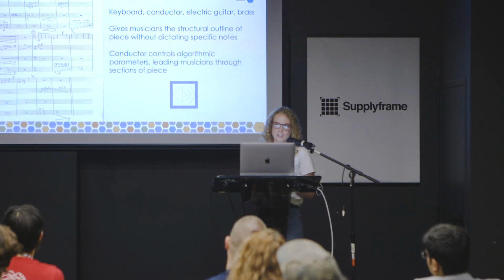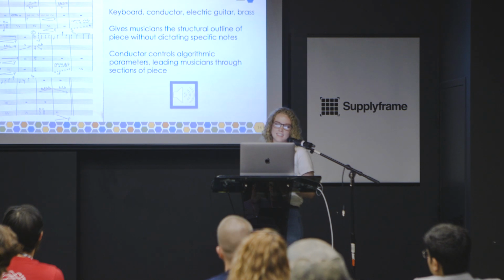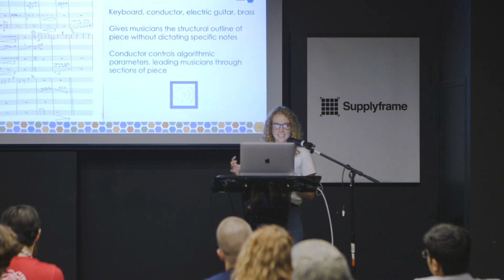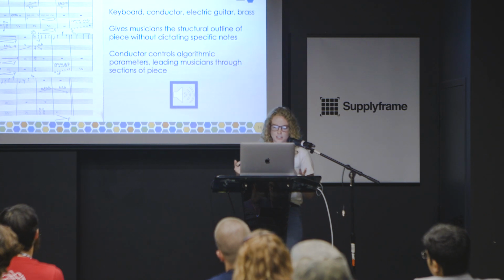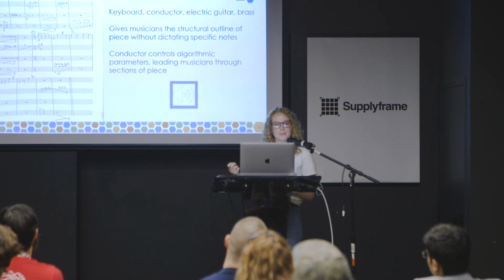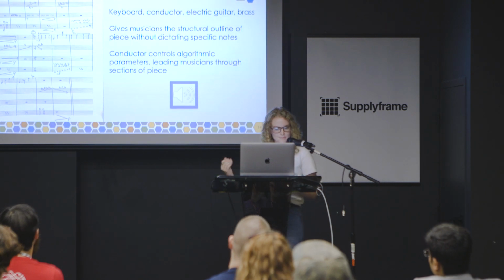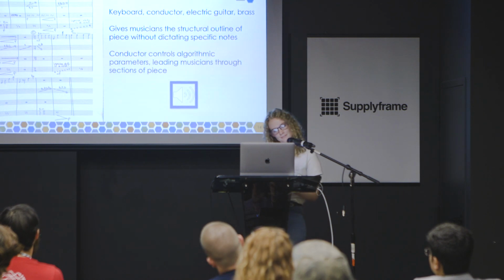There's also a guitarist that's kind of acting as a counter melody, and the drones that are just filling out the background. So it's just to give the musicians a structural outline of the piece, and they're free to improvise the specific notes. And the conductor is responsible for leading the musicians through the piece and controlling the parameters. And so now we can listen to an excerpt from Machine Cycle.